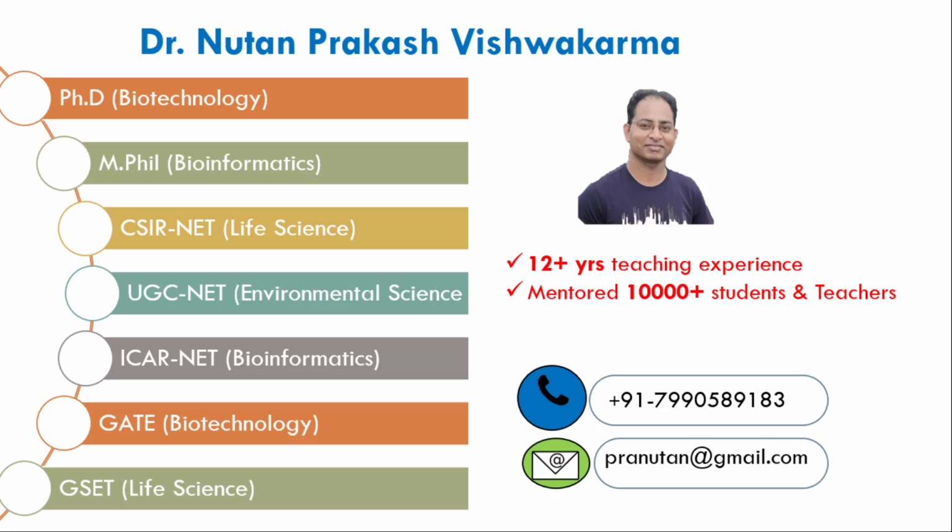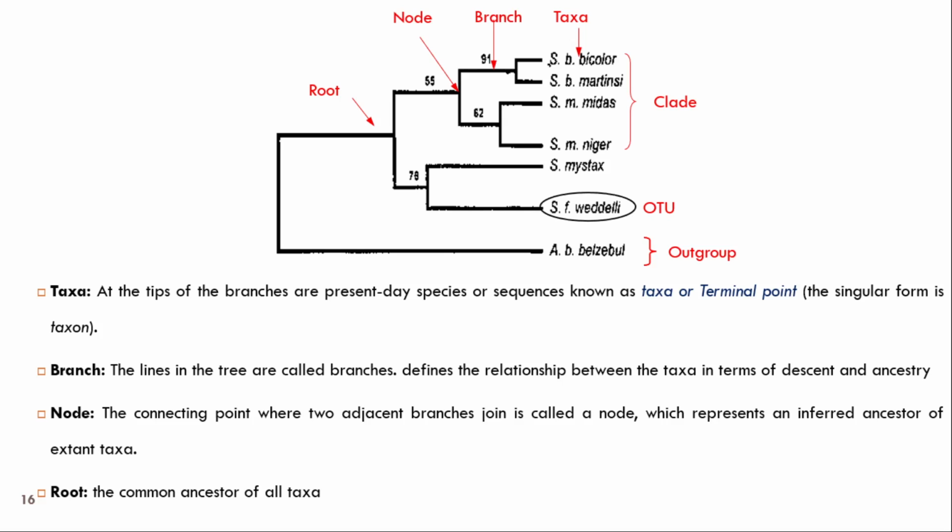So in the first part, I've already discussed some basic concepts of phylogenetic analysis, what phylogeny is all about, what the applications are, and what different types of data help us in tracking the evolutionary history of the organisms. So let's move further to understand the phylogeny in detail.